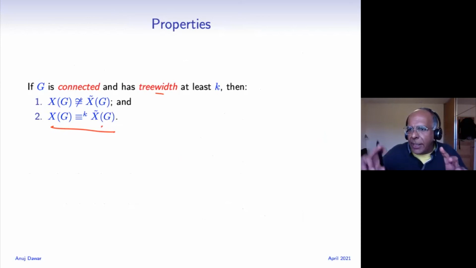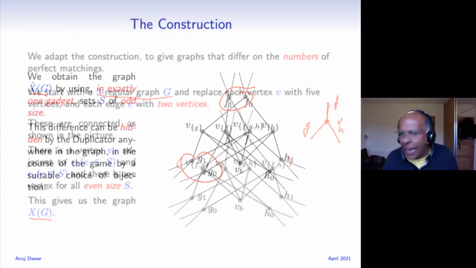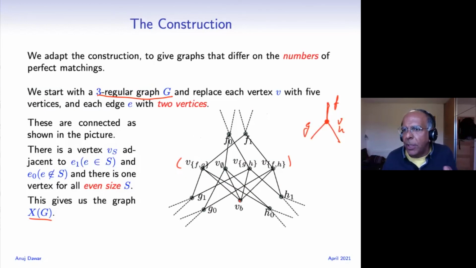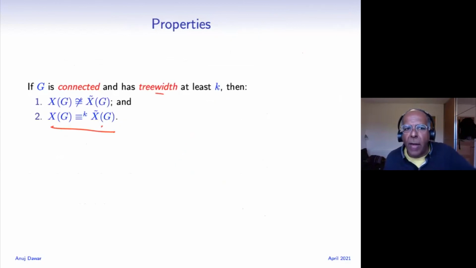And the duplicator strategy is to hide the difference somewhere which is not in a currently pebbled position. By swapping elements like this, you can interchange F0 and F1, and this gadget starts to look exactly like this gadget, if you just exchange any one of the 3 pairs. Which means that you have hidden the difference in the next gadget. And then you can swap a pair and hide the difference in the next gadget. As long as the underlying graph has large tree width, you can move this difference anywhere in the graph, and with K pebbles, spoiler cannot block it.